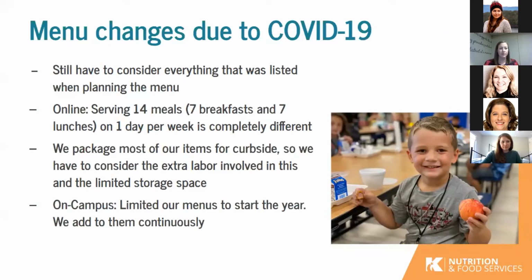So like I said, with the menu planning with COVID, we just have to still consider everything that I already talked about. We just also have to think about a few more things. So for our online kids, we're doing the 14 meals, the 7 breakfasts and 7 lunches on 1 day per week. So totally different than normal. We package all of our items ourselves. We do have a few that are individually wrapped, but most of them we're getting like our bulk chicken nugget and packaging it into a little baggie, a single serving. So we do have to think about that extra labor that's involved with that, and then the limited storage space that we have.